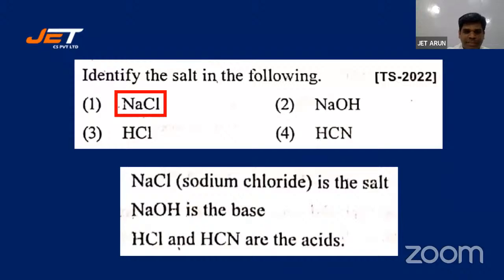NaOH is a base. HCl and HCN are acids. Hydrochloric acid and hydrogen cyanide. Sorry. Screen. Are you all able to see my screen? Madam, screen is visible, right? Yes, sir. It is visible. All right. Student has a problem. All right.